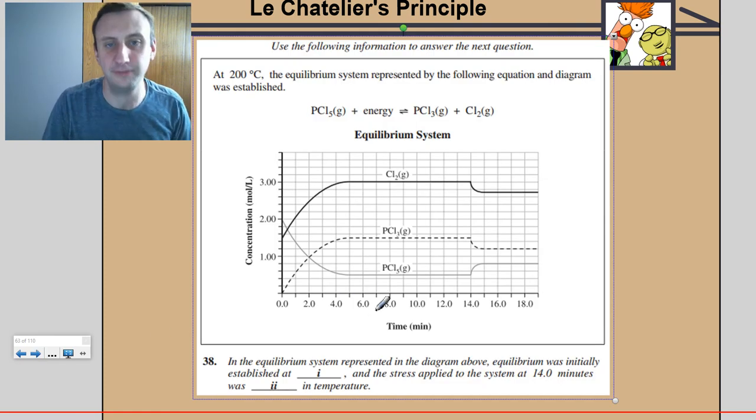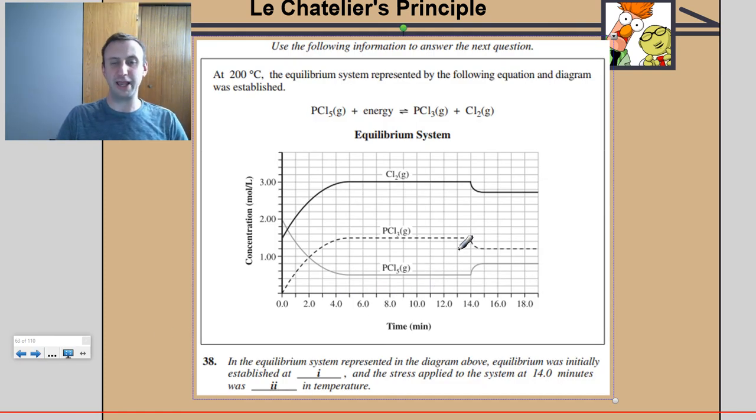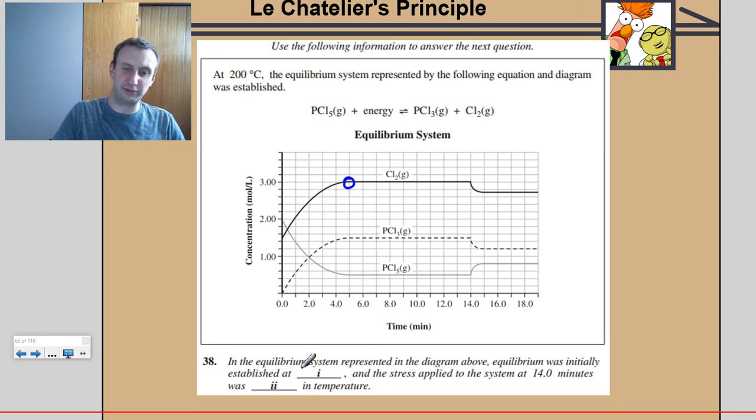All right, here's another question where I have Cl2 gas, PCl3, and PCl5. So first question is, in this equilibrium system representing the diagram above, equilibrium was initially established at blank, and the stress applied to the system at 14.0 minutes was blank in temperature, so increase or decrease. So if I take a look, equilibrium was originally established, I would say right around like here-ish. So as a simple answer, we could put 5.0 minutes, right? At 5 minutes, equilibrium was established.